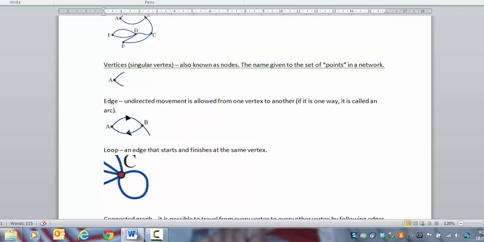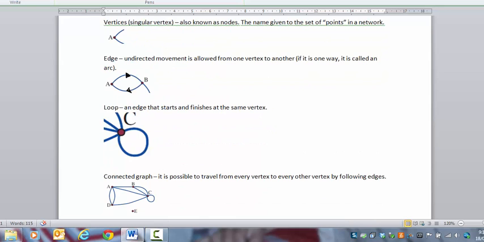The third or fourth term I'd want to look at is a loop. That's an edge that starts and finishes at the same vertex. So this is an example of a loop here. What we're basically saying is from vertex C, you can get back to vertex C by following this loop here. And because it's undirected, of course, you can go either way around that loop.